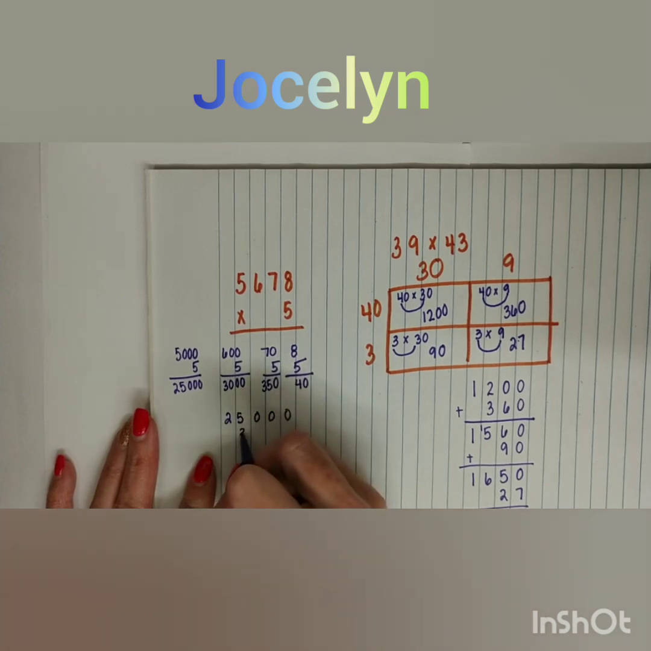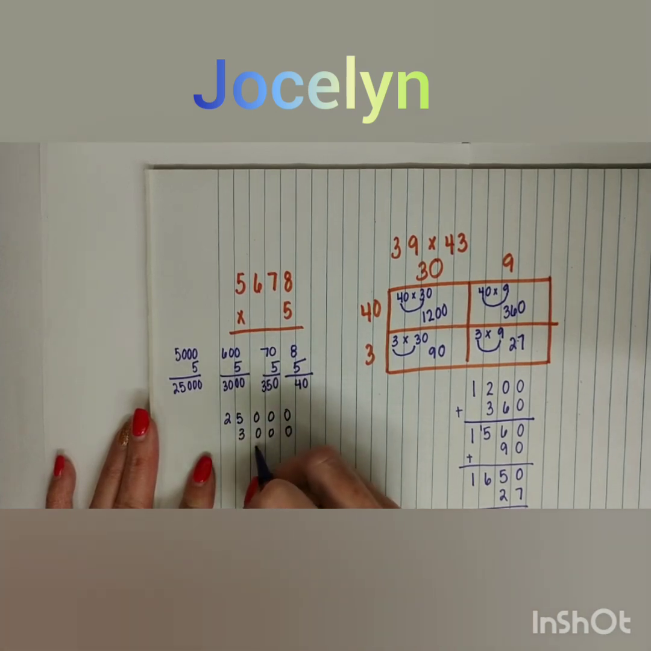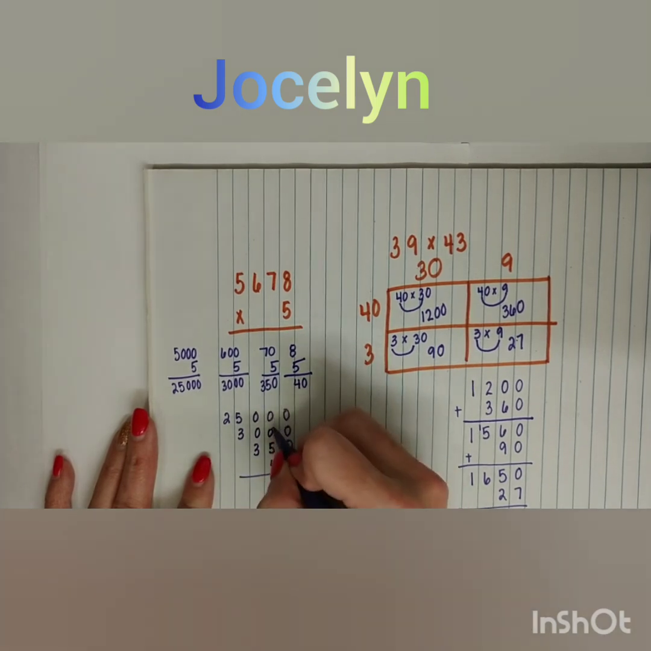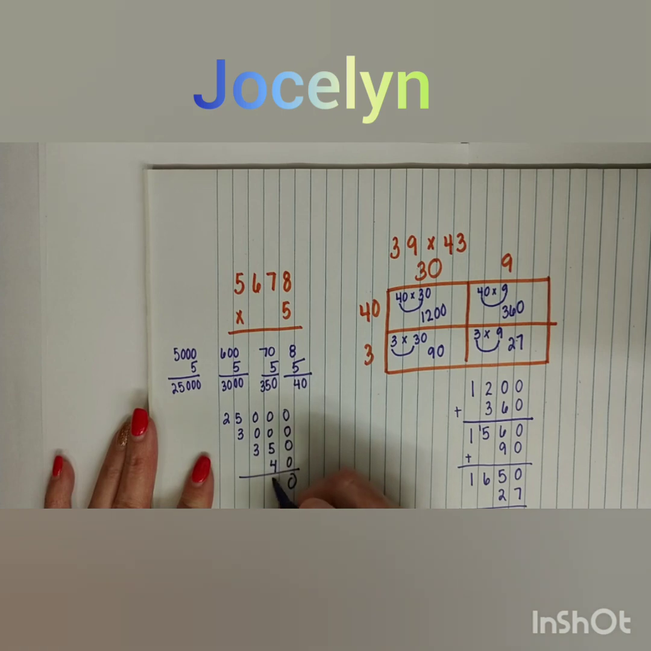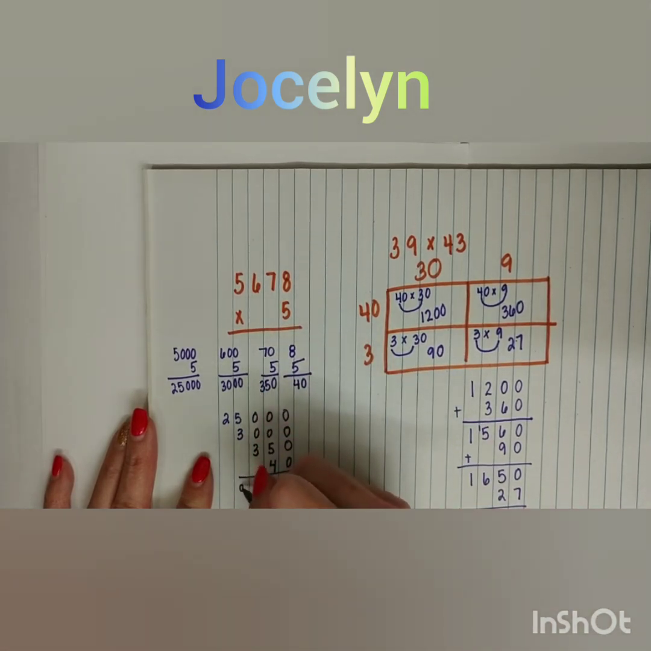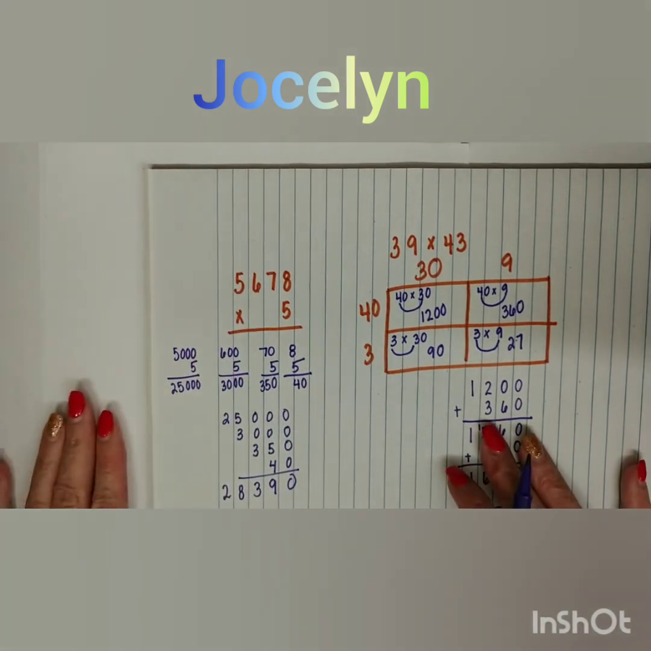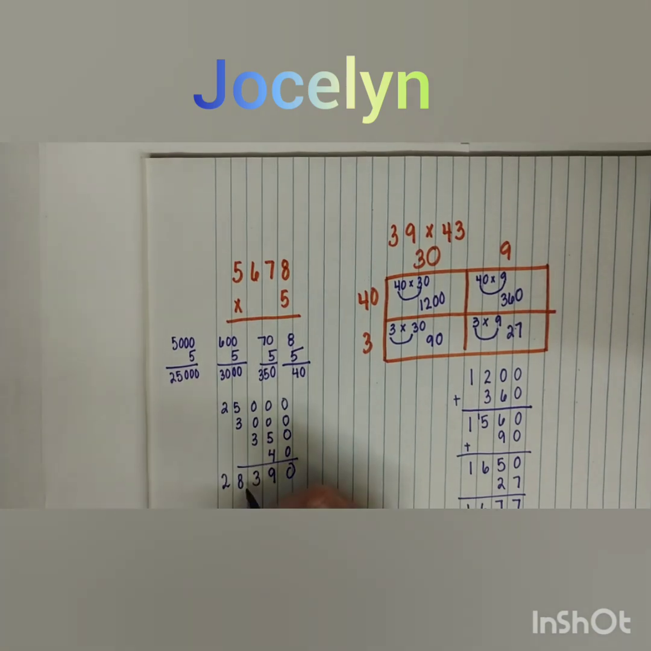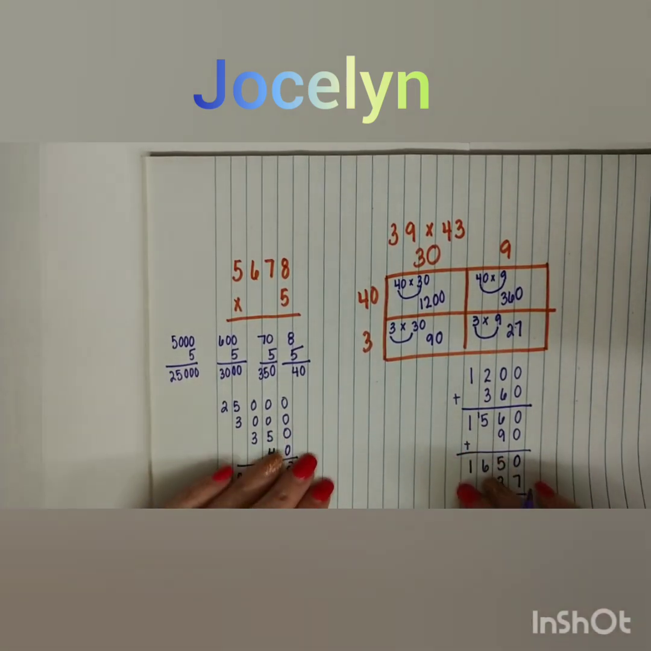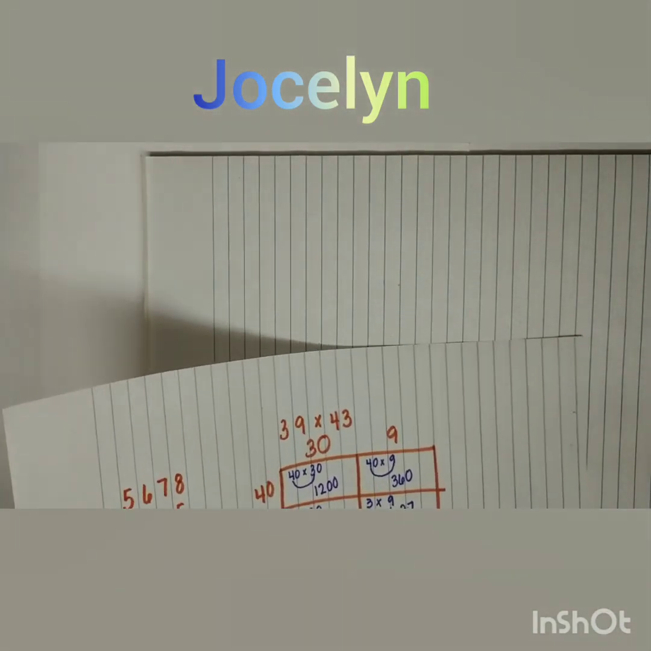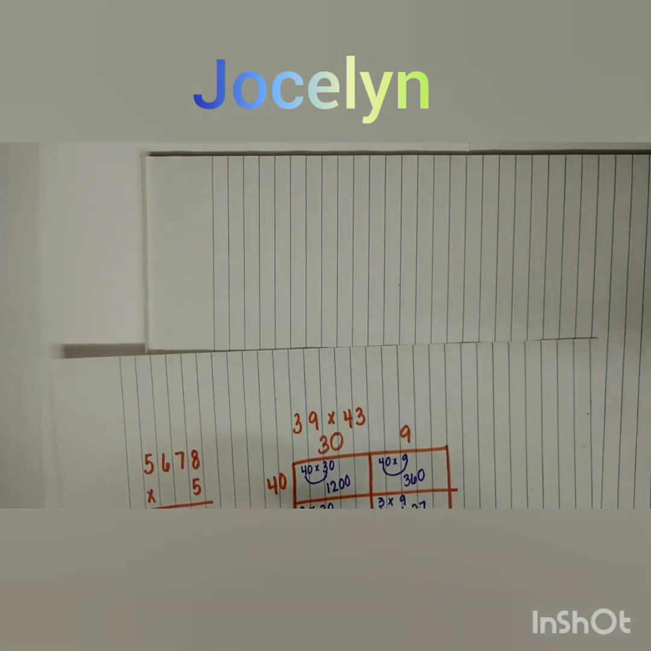25,000, 3,000, 350, 40. 0, 0, 0, 5 and 4 is 9. 0, 0, and 3. 5 and 3 is 8, 2. So 5,678 times 5 is equal to 28,390. All right, the last thing, let me make sure that we need to work on is comparing fractions.